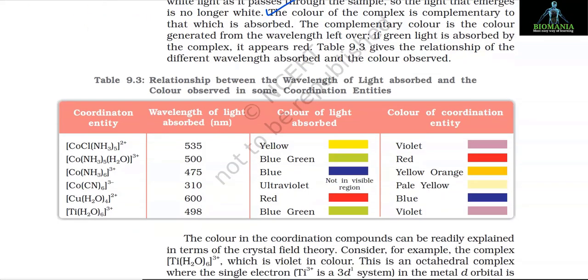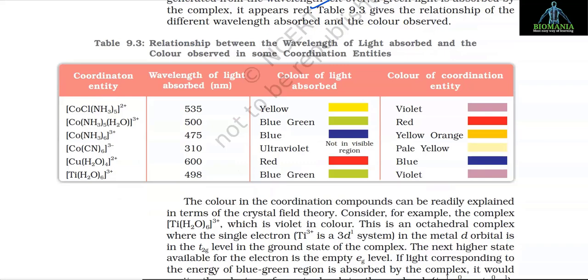The color of the complex is complementary to that which is absorbed. The complementary color is the color generated from the wavelength left over. If green light is absorbed by the complex, it appears red. Table 9.3 gives the relationship of the different wavelength absorbed and the color observed. Table 9.3: relationship between the wavelength of the light absorbed and the color observed in some coordination entities.